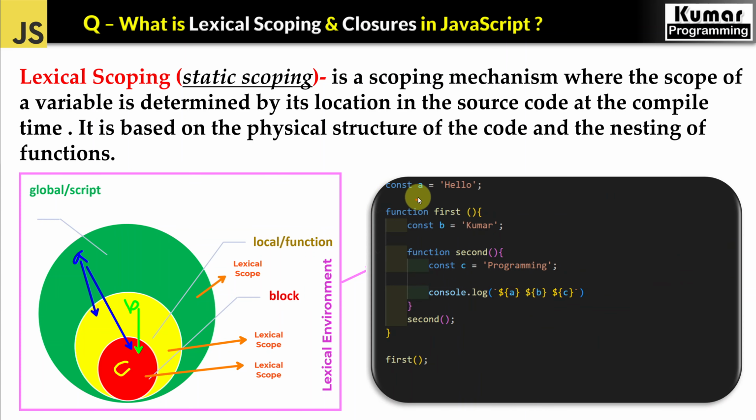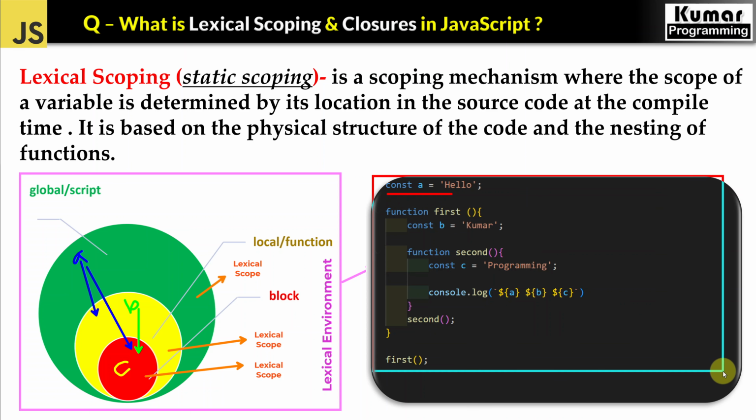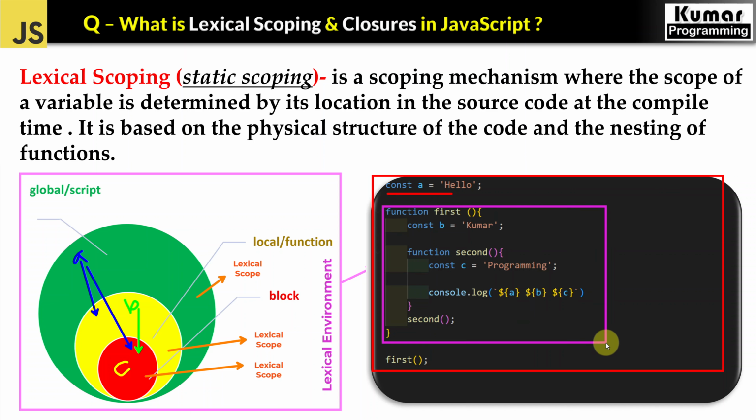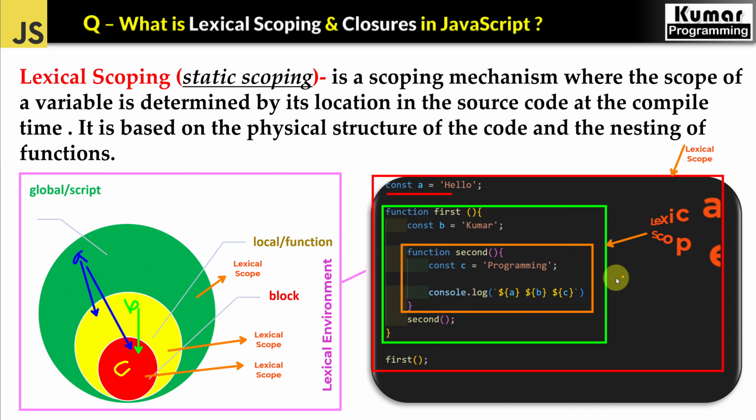So if you see here, I have created a variable a, and then after that I have created a function first. So this variable a is created inside a global scope, right? So this is my global scope, and then after that I have created a function here, and this function has its own scope. Okay, and then inside this function I have created another function which has its own scope, right? So if you see here, we have three scopes. This is my global scope, this is my local scope, and this is my block scope, right? So all these scopes are lexical scopes.